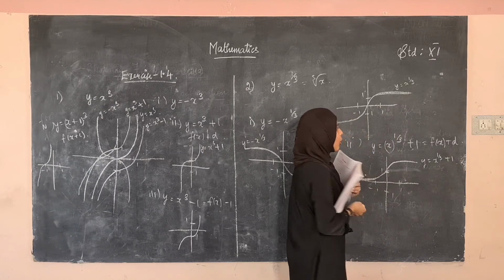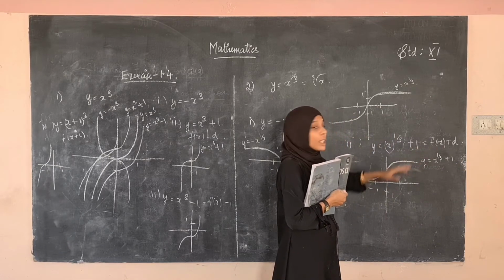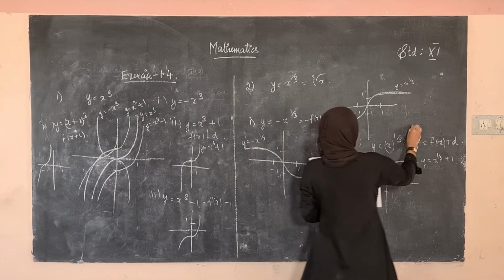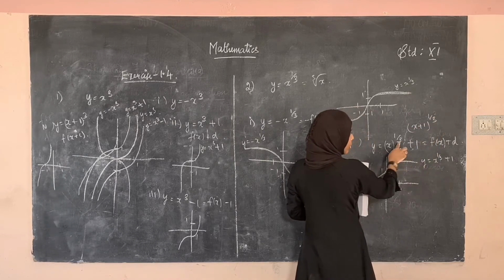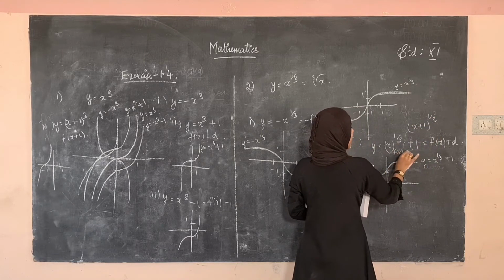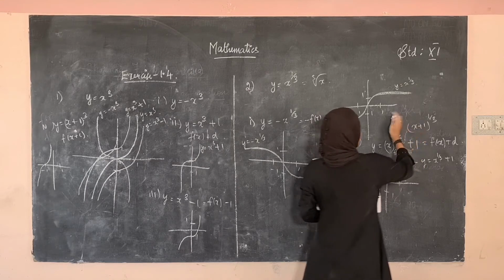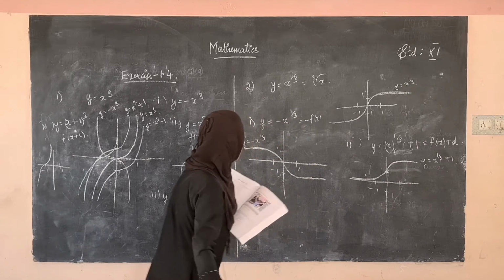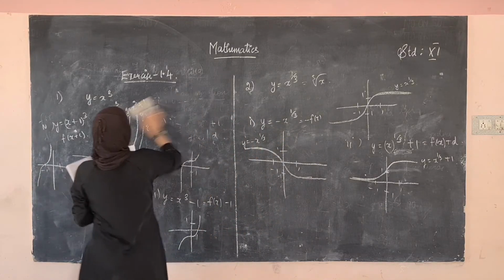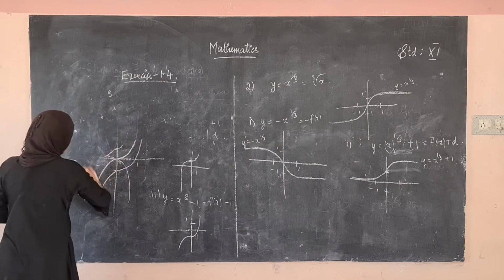Why? Because it is in the format of f of x plus d. What is f of x plus c means? It will be in the format of x plus 1 the whole power 1 by 3. But they have given f of x plus 1. That is f of x plus d. Therefore, the graph shifts 1 unit upwards. Okay. Now the third subdivision. What's the question they have given in the third?